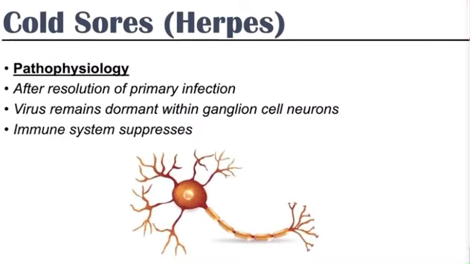So they basically stay there, and what happens is, the HSV or herpes simplex virus hangs around in ganglion cell neurons, and really your immune system basically keeps them in check and suppresses them and keeps them within the neuron, and you're not going to have any symptoms.